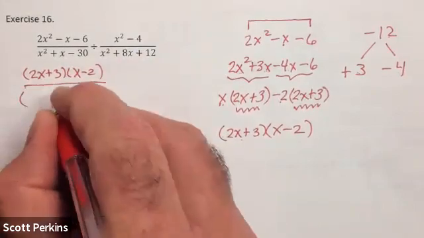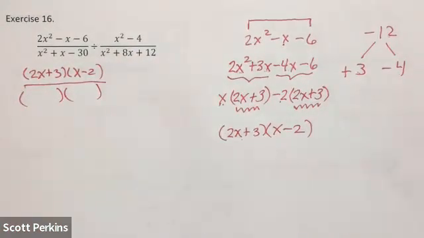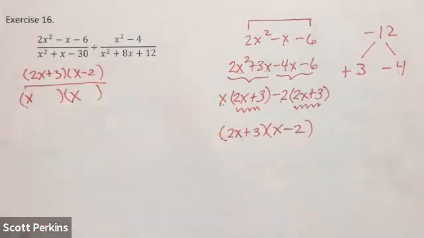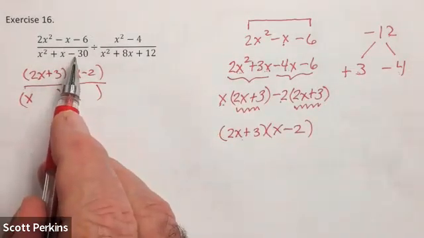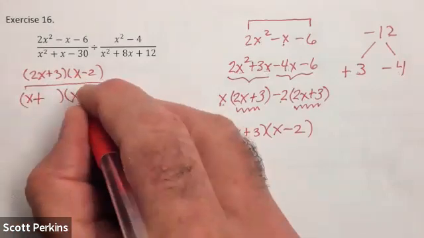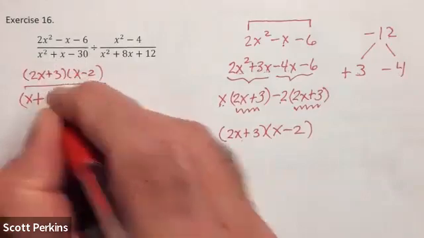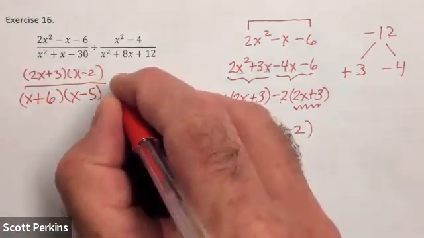The rest of these just unfoil. There's a 1 in front of the squared term. So x squared is x times x. The 30 is negative, so that tells me there's going to be 1 of each sign. And the 2 factors of 30 that are 1 apart are plus 6 and minus 5.